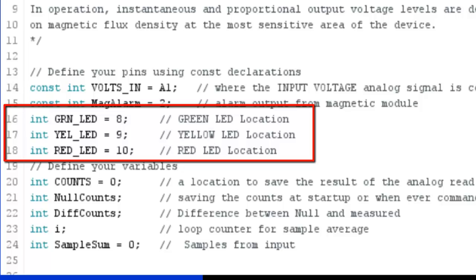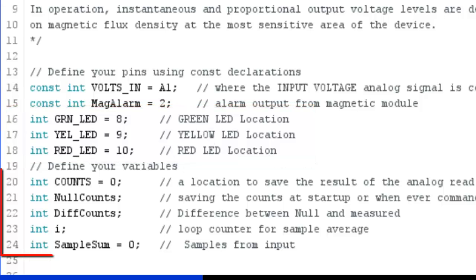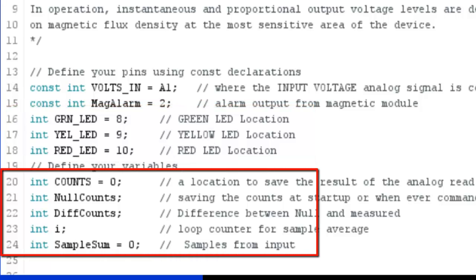Here we have the LED pins, and then we have my variables that we'll use. I'm going to sample the counts, and then I'm going to create a value called null counts, which are the counts at the null point, and then diff counts, or the difference between the null and what I measured. And there's the integer I, which will be used as a loop counter. We'll introduce a for loop, and then a sample sum. We'll be summing 8 samples together, and then we'll use that to create an average.